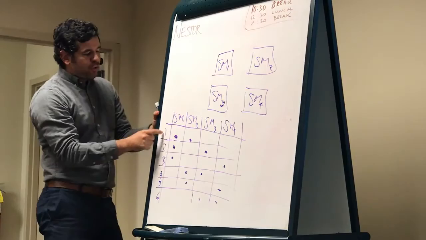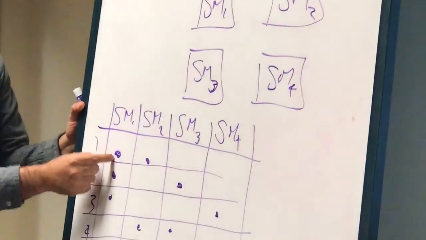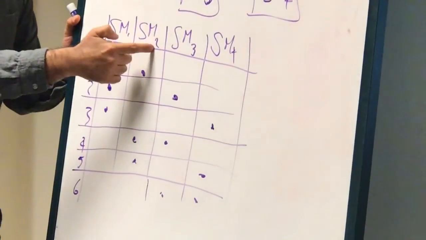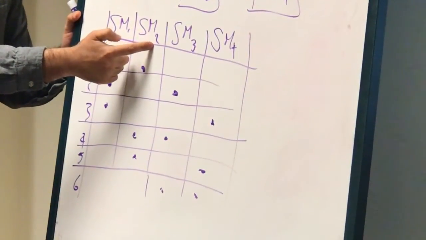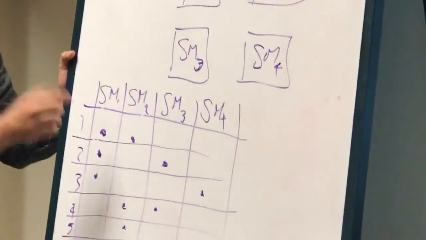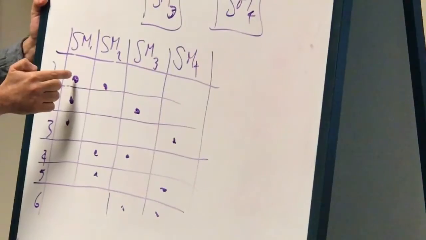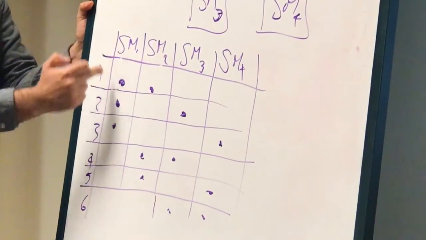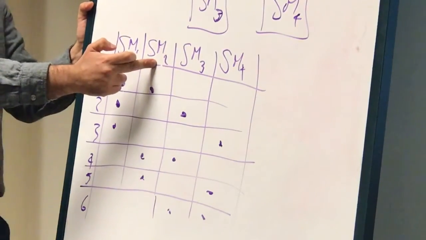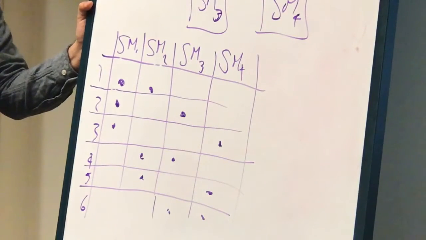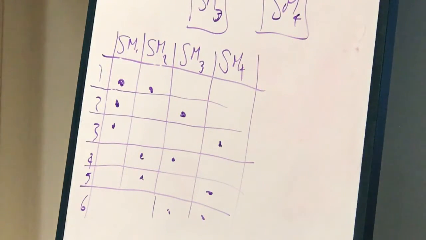Then half of the users in community 1 would register to session manager 1 as primary, and the other half to session manager 2 as secondary. No, let me rephrase this. Half of the users in this community will use session manager 1 as primary, and the other half will use session manager 2 as primary. Right. Okay.